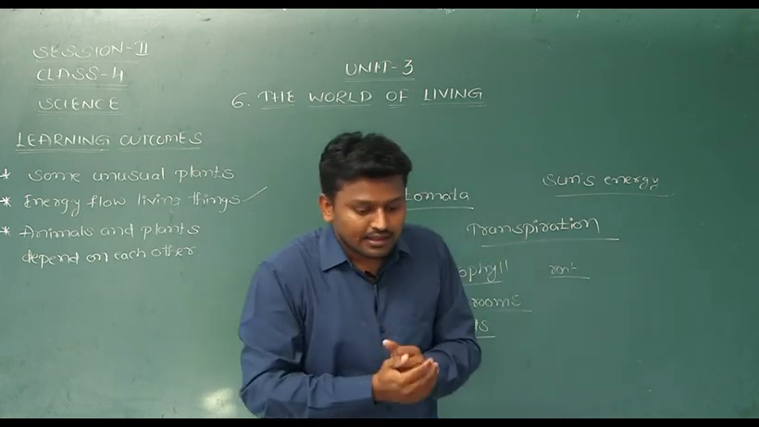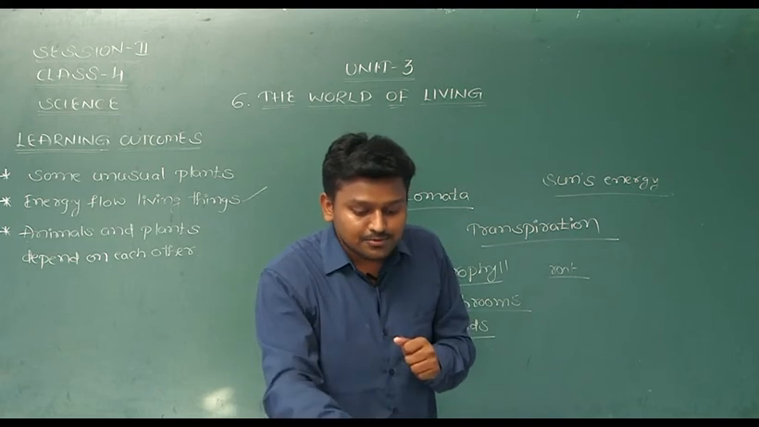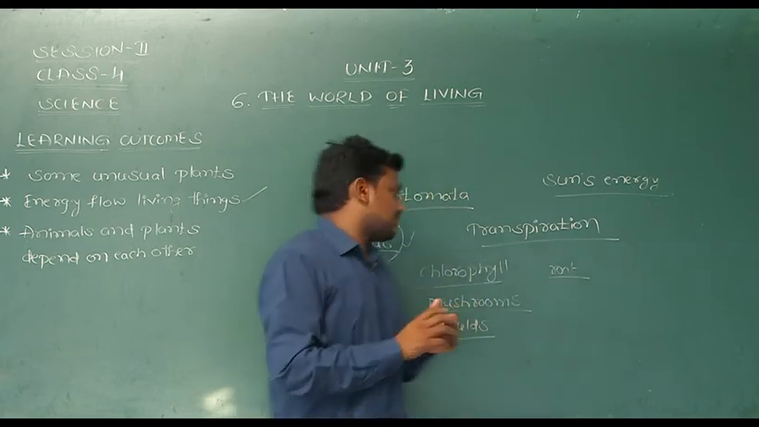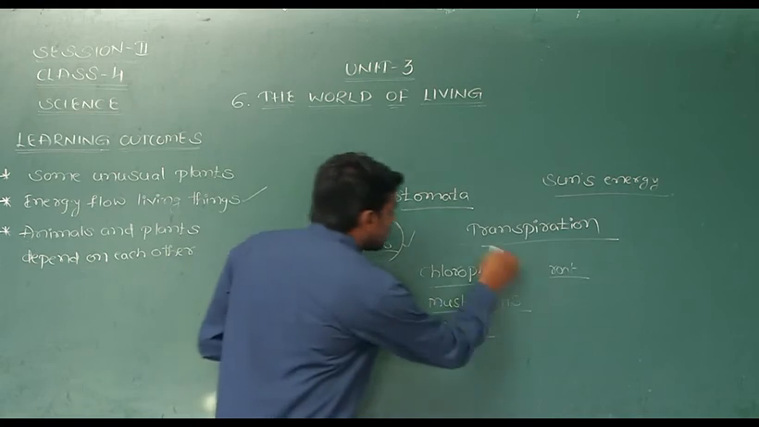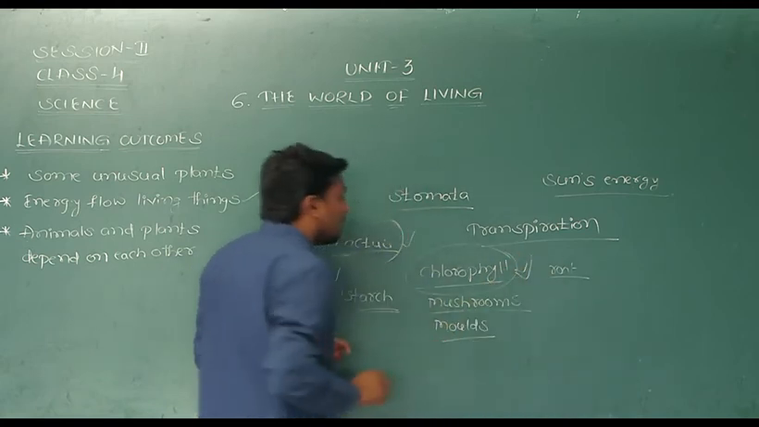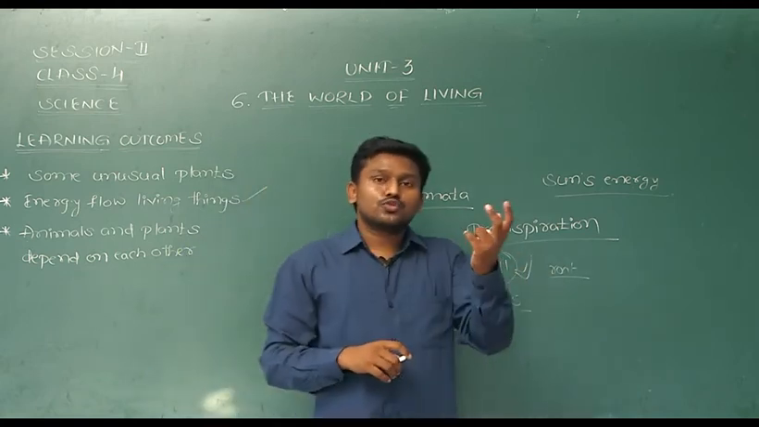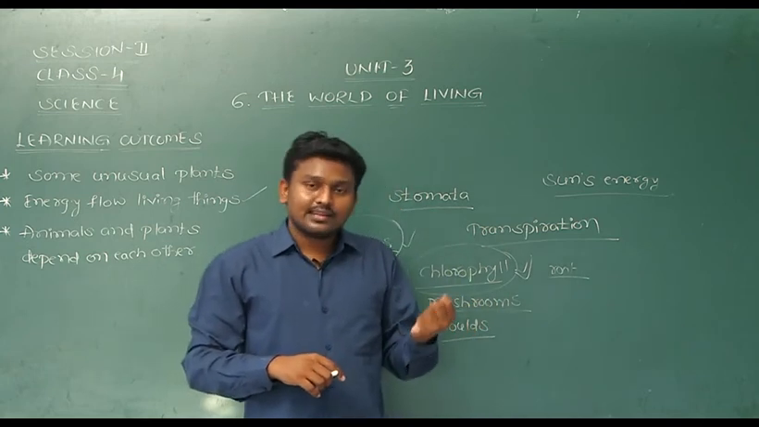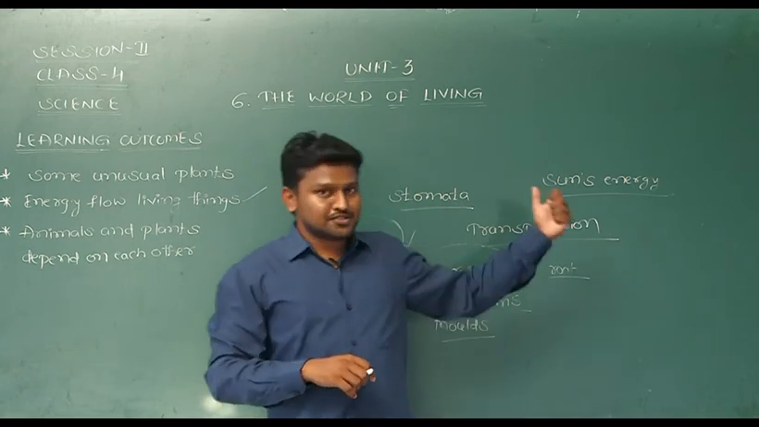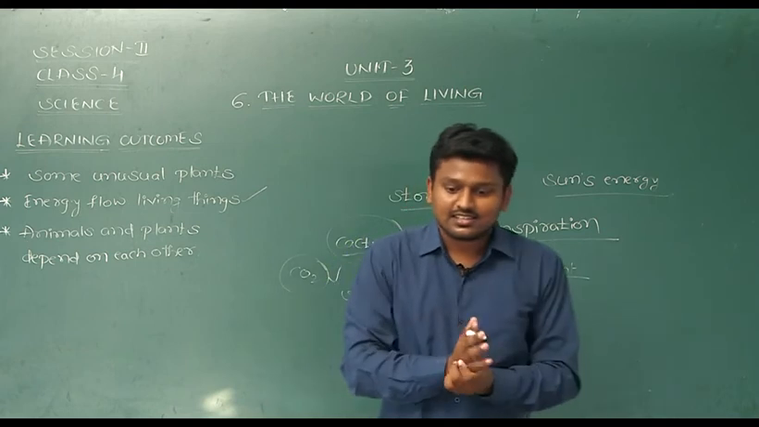plant. The dash present in the leaves helps them to trap the sunlight. Which helps it? Chlorophyll. Yes, chlorophyll helps the leaf to trap the sunlight, and that sunlight is used in the process of photosynthesis. Okay, let's see third one.